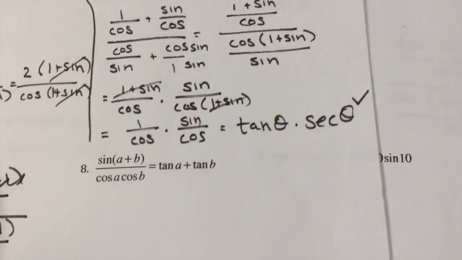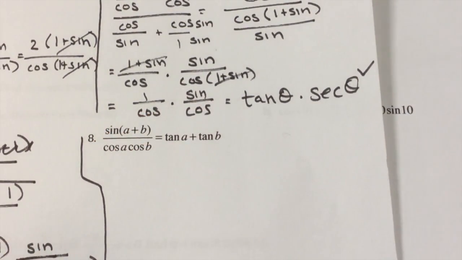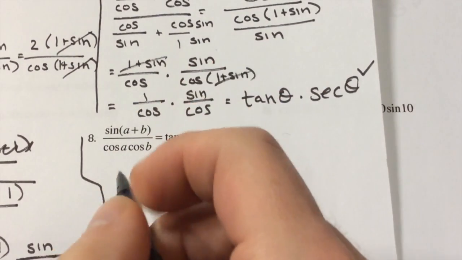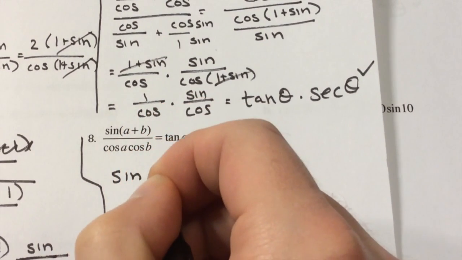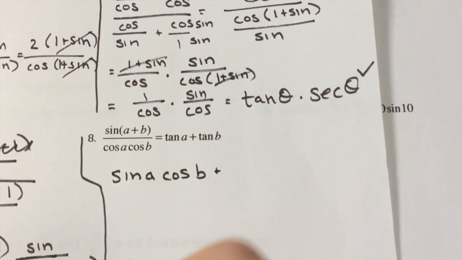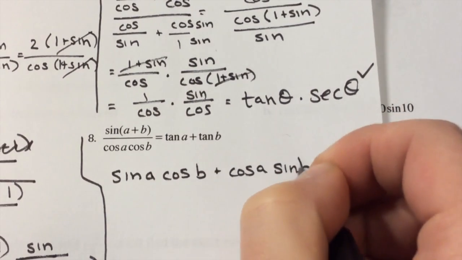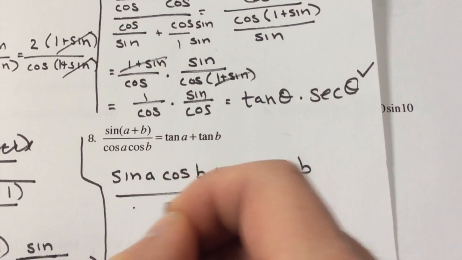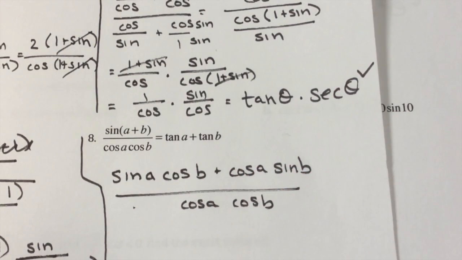Next up, number 8. I notice this is a sum or difference problem, so I'm going to separate this out. So sine A plus B, sine is slow, so it's sine A cos B plus, because sine stays the same, cos A sine B, all over cos A cos B. So second step, split the fractions up.